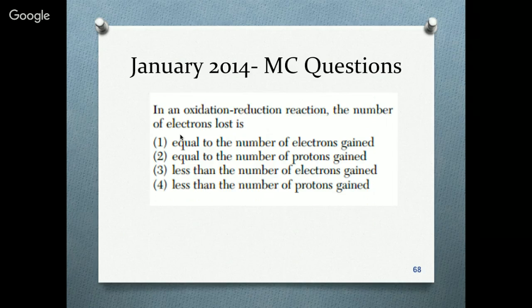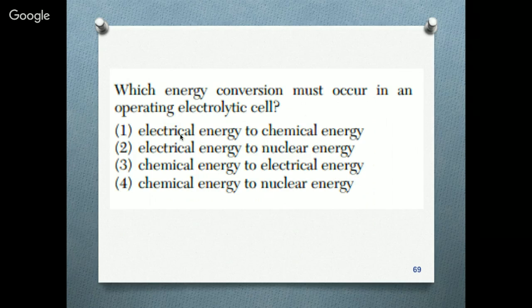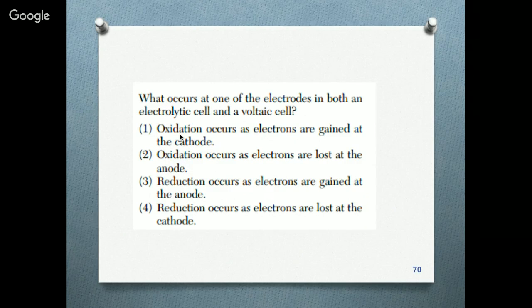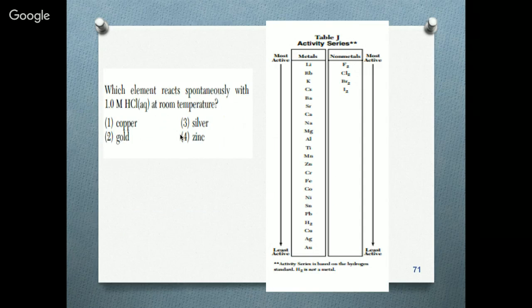All right, multiple choice, January 2014. In an oxidation reduction reaction, the number of electrons lost is always equal to the number of electrons gained. I bet you got it by now, hopefully. What occurs in an electrolytic cell? E to C, electrical to chemical. What occurs at the electrodes in both the electrolytic and voltaic cell? We have An Ox, Red Cat, and we need to know that oxidation is, use your other acronyms, LEO GER. So oxidation occurs at the anodes as electrons are lost, choice 2. Which one reacts spontaneously with H? You're just looking for anything above H.